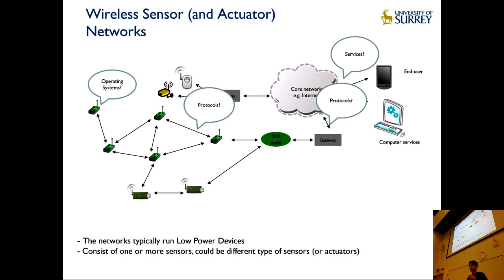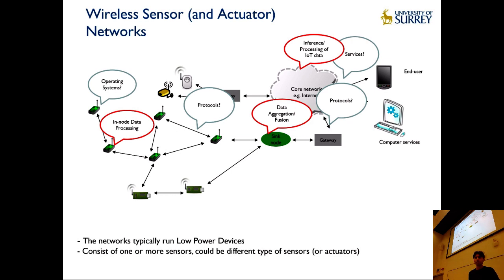We learned last week about operating systems and protocols. We briefly discussed some ideas of in-network processing, how we can analyze the data on the edge, or sometimes you might hear the term edge computing, which refers to analyzing data closer to the source, could be on your gateway, could be on the node itself.